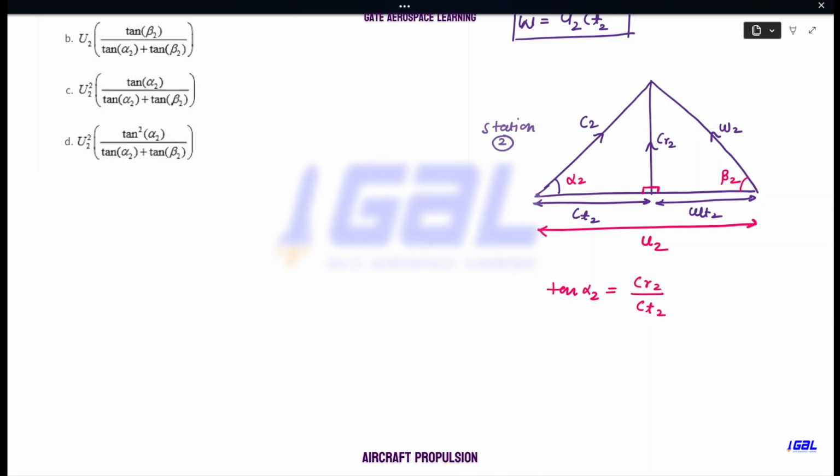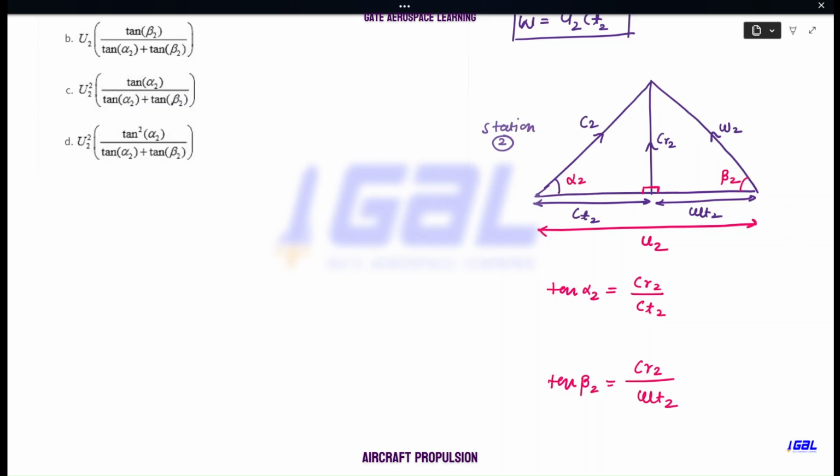now you can also take tan beta 2. Now tan beta 2 again can be written as height by base. Okay, so CR2, and what is the base? This one is the base, WT2.